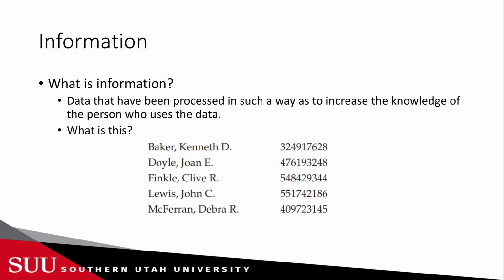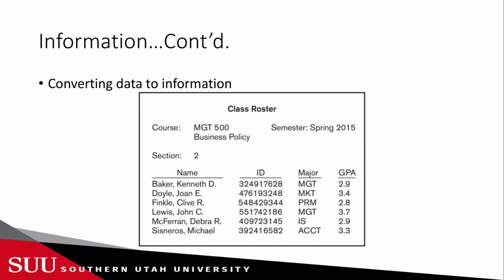So if we look at this, what is it? Is it information or data? So we have names, we have numbers. Now, can I get some knowledge out of this? What I see is names and numbers, but do I know, are those phone numbers? Are those IDs? What is this number actually? Now in this case, this is data because we don't have any information or any knowledge that we can clearly get out of this. How to transform this into information is to put it in some kind of context to make it make sense.